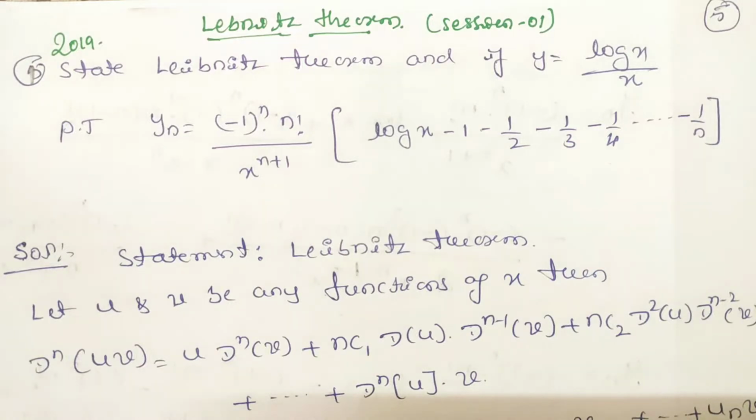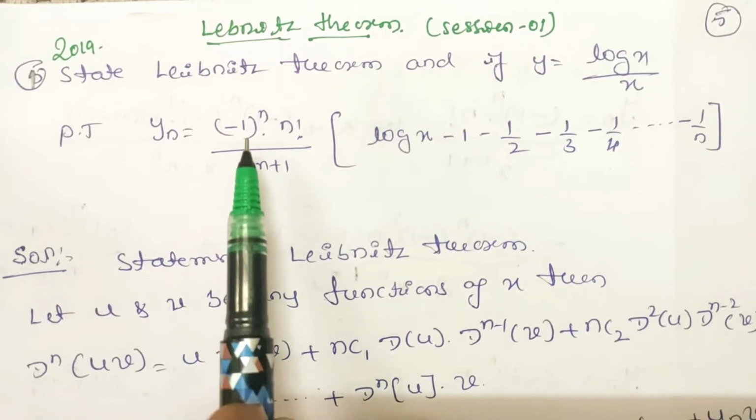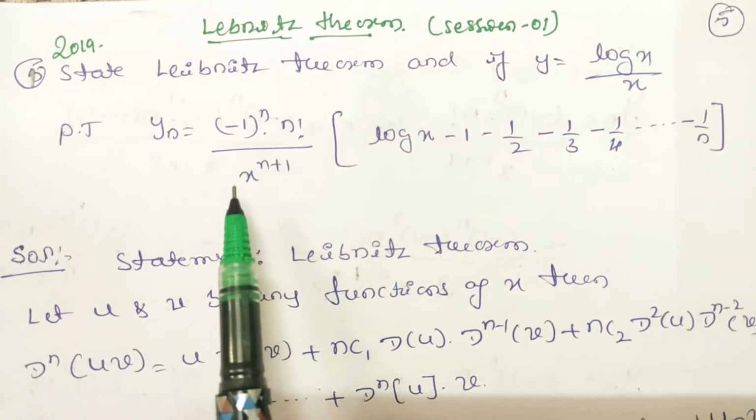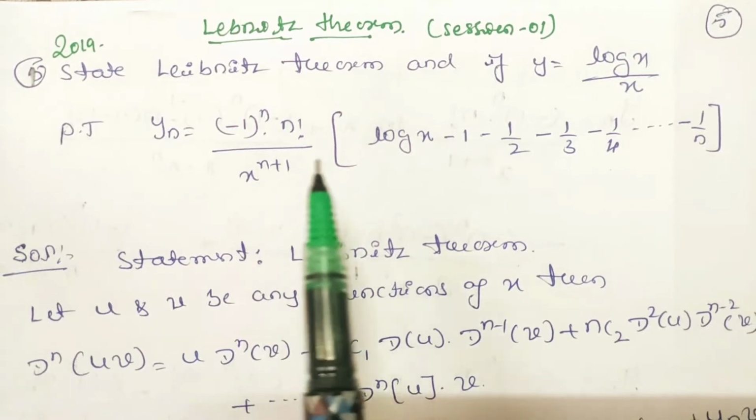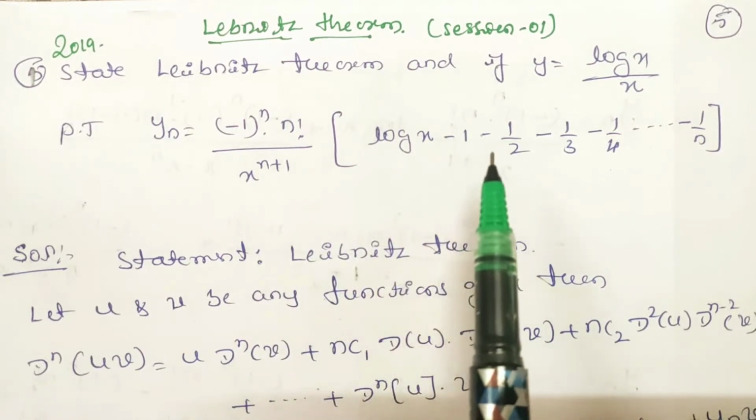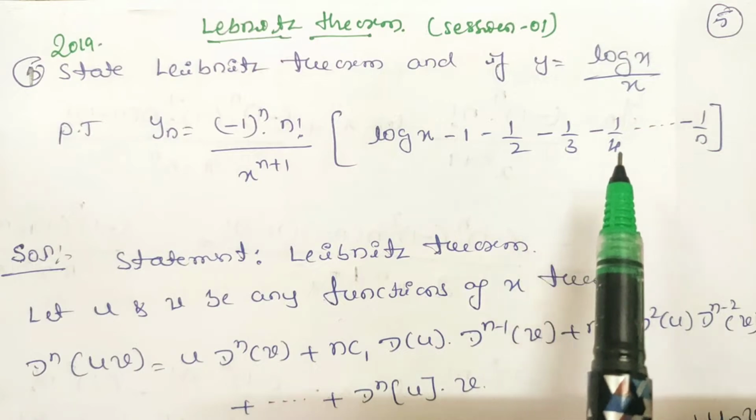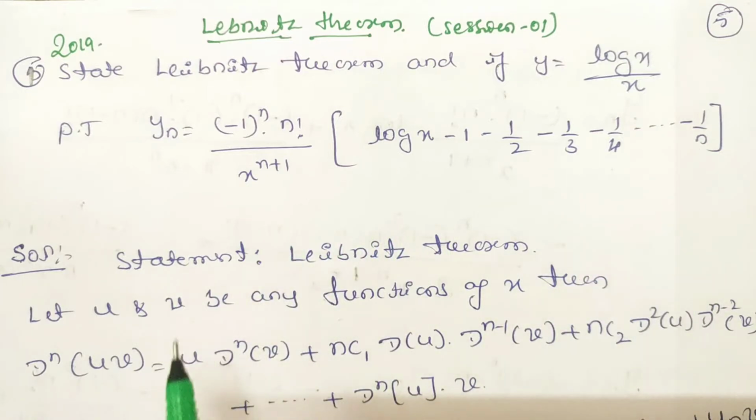State Leibniz Theorem, and if y is equal to log x by x, then prove that yn is equal to minus 1 raised to n into n factorial divided by x raised to n plus 1 of log x minus 1 minus 1 by 2 minus 1 by 3 etc. up to minus 1 by n. First, let us see the statement of Leibniz theorem.